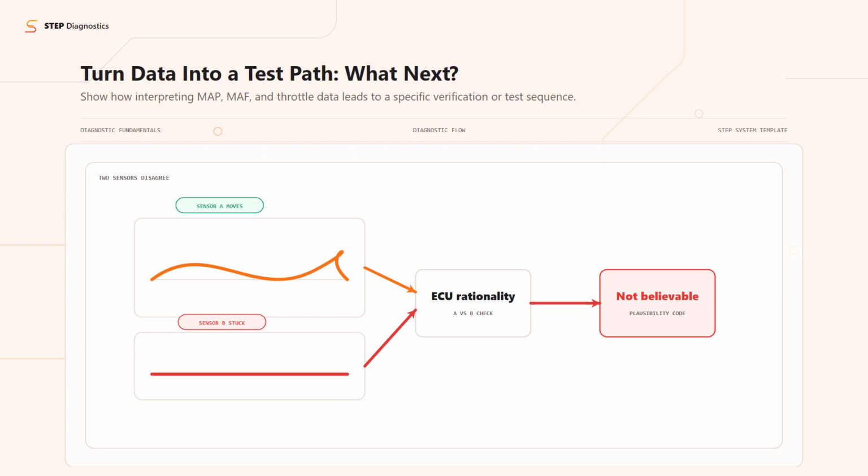If MAP and throttle agree, but MAF is suspicious, try a direct voltmeter or scope reading at the MAF, or check for unmetered air leaks. If MAF and throttle match, but MAP is odd, confirm MAP ground and power. Use PID comparison to drive circuit tests, not just replacement. Always use scan data disagreement as a clue, then prove it with a measurement or by recreating conditions.